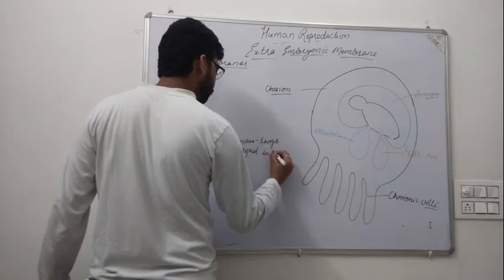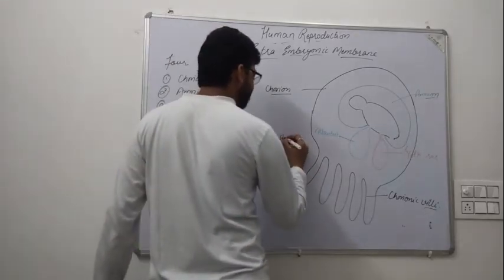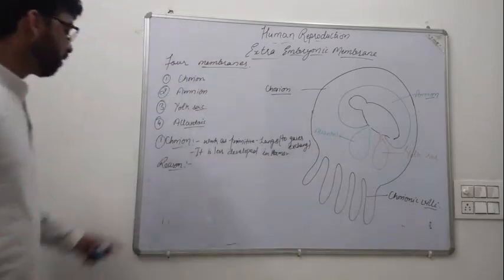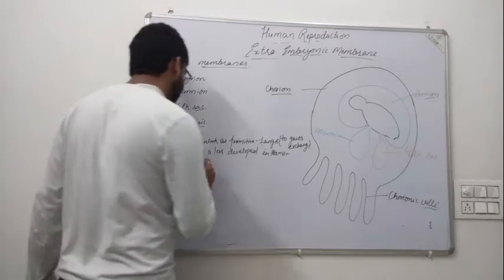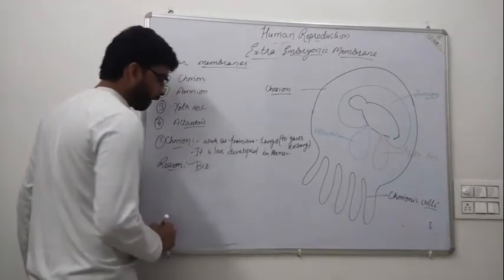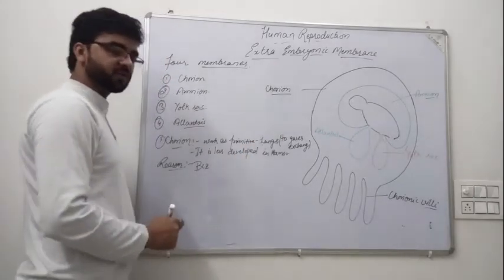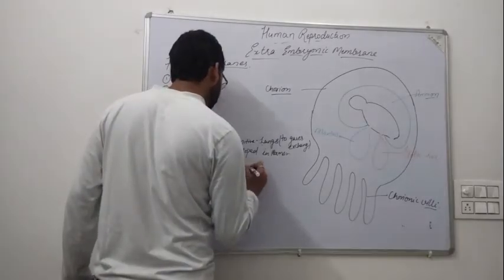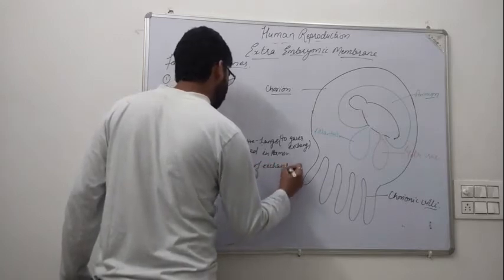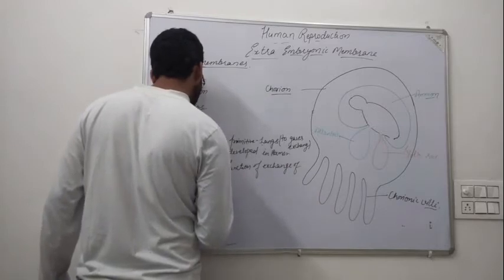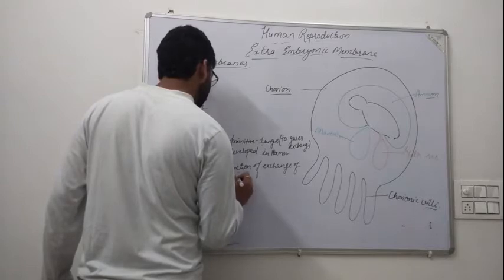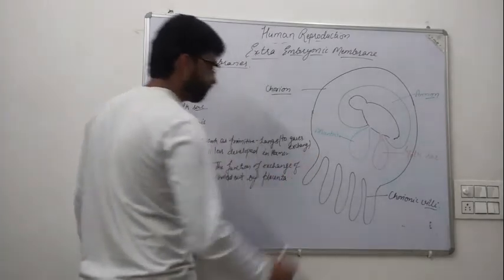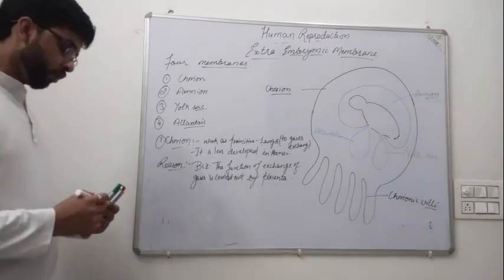In human, what is the function of lung? To gas exchange. Gases exchange. Reason why it's not well developed in case of human is that the function of exchange of gases is carried out by placenta. So that's why it's not well developed in case of human.